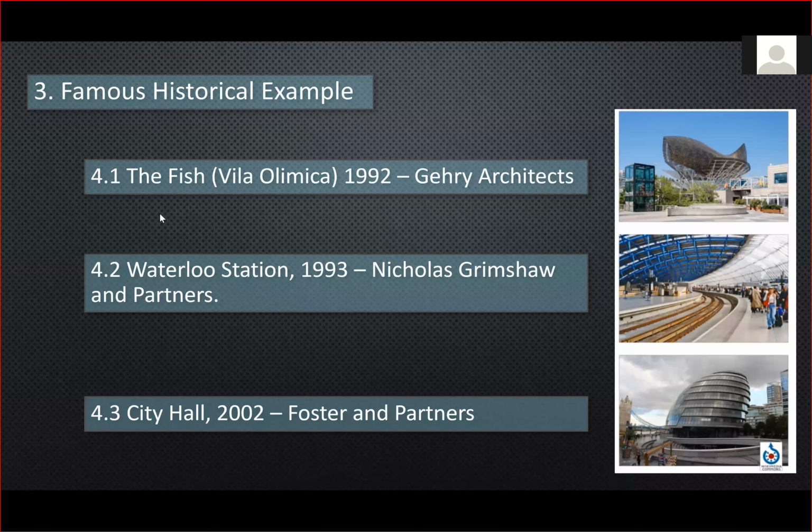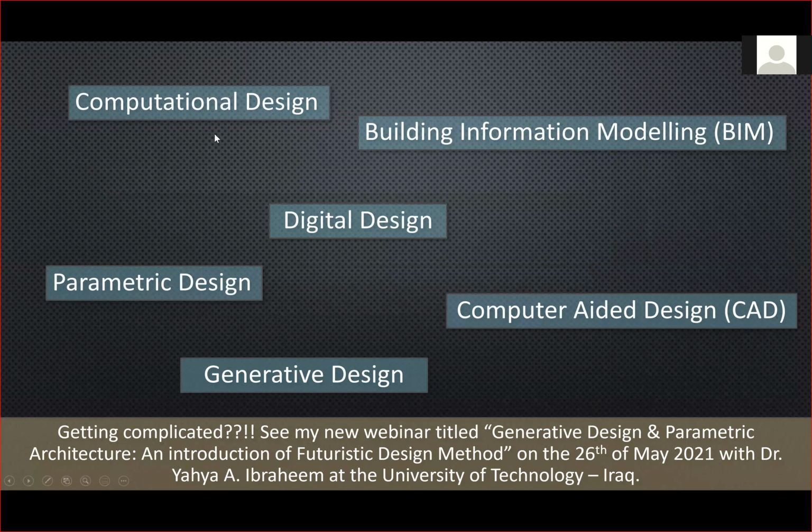Here, if you think of it now, you're going to have computational design, building information modeling, digital design, parametric architecture, computer-aided design, which is CAD, and then there will be generative design techniques.